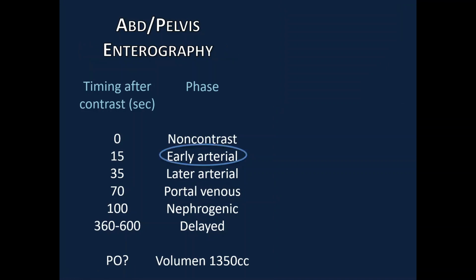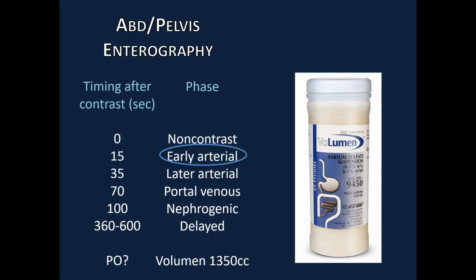The enterography protocol is an early arterial phase. This is because the bowel mucosa enhances best at this time, so it's commonly used to evaluate for inflammatory bowel disease. We're also giving a unique type of oral contrast called VoLumen. It's a type of barium contrast that's very dilute. We're giving a high volume of it, so it distends the bowel and allows us to see the mucosa better.